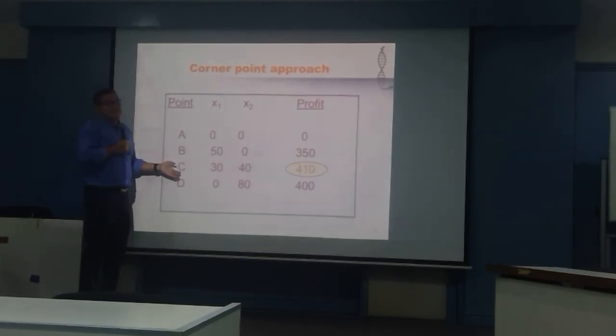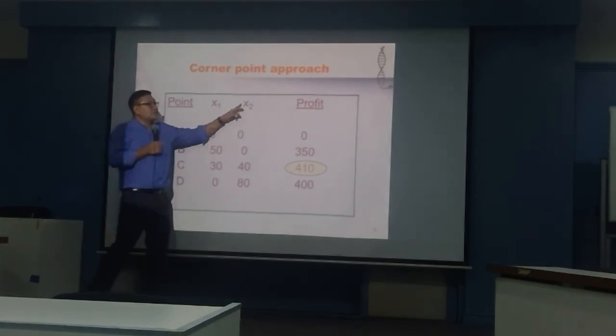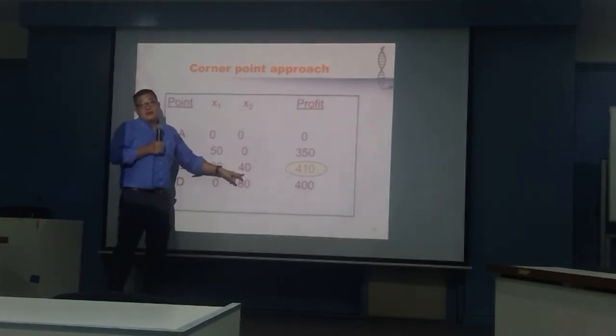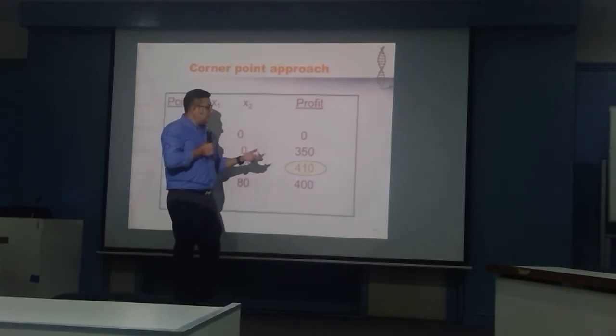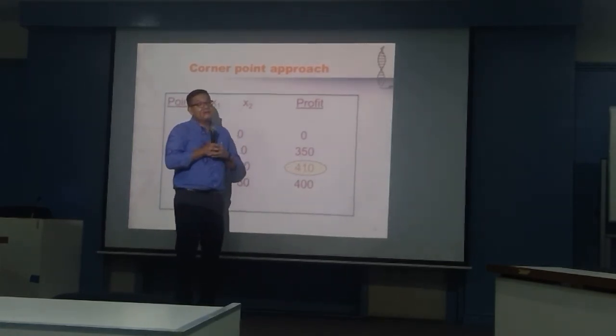You can have the maximum profit, or we can infer that if you want the maximum profit, you need to produce x1, or tables, equal to 30 units, and produce x2, or chairs, equal to 40 units. You can expect the total profit to be $410, and that's it. This finishes the corner point approach.